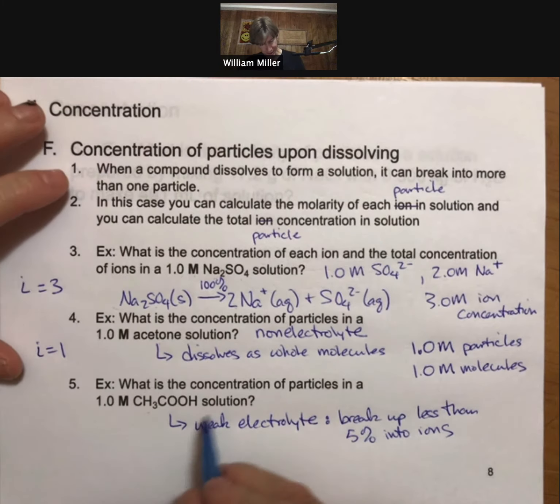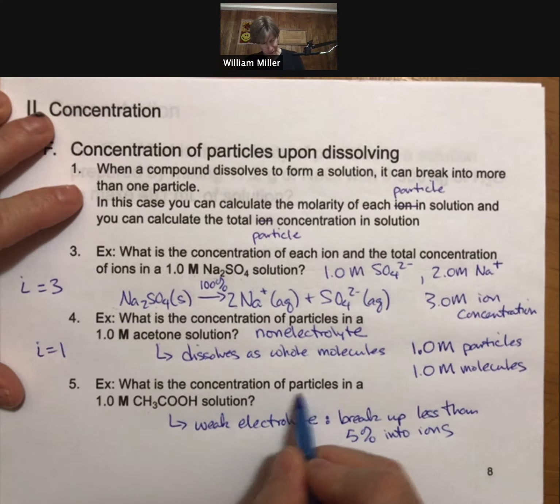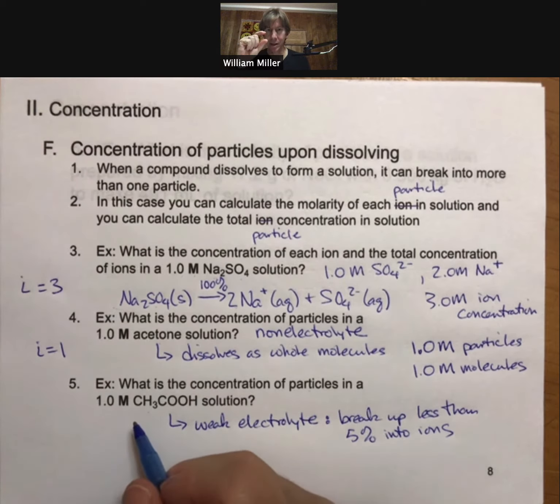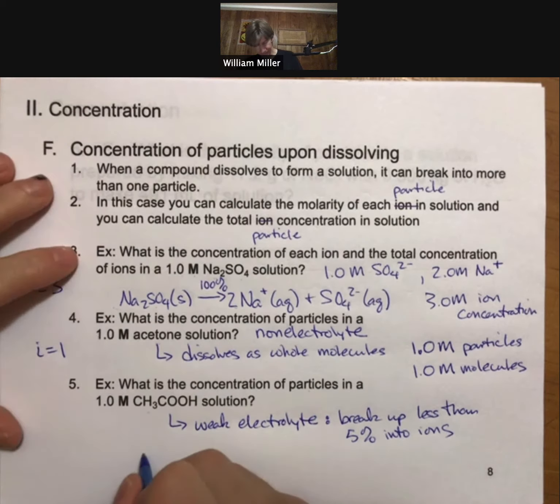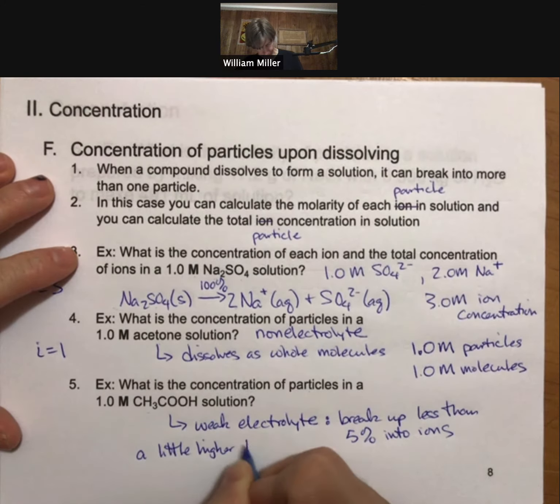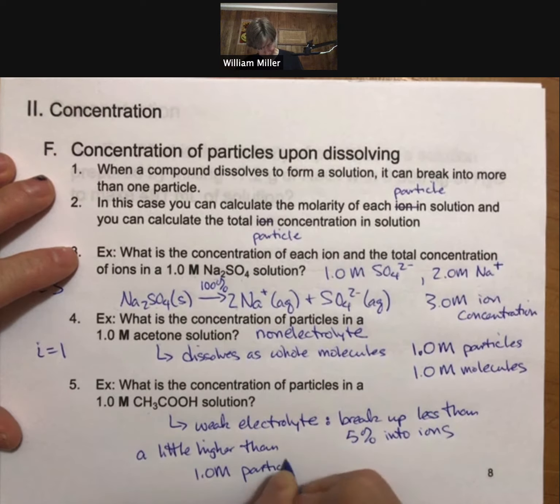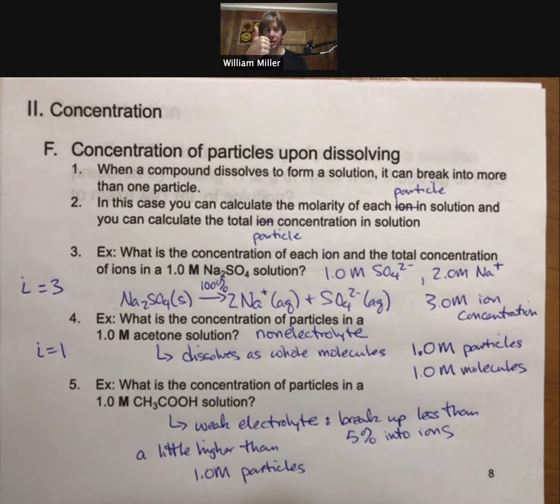But for now, what we can say is the concentration of particles will be a little higher than 1 molarity, and those particles will be mostly whole molecules. Remember, for weak electrolytes, the dominant species is whole molecules, and then there will be a small percentage, sometimes a very small percentage, of ions.